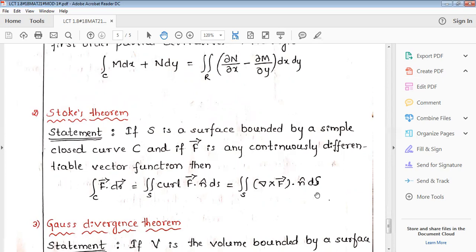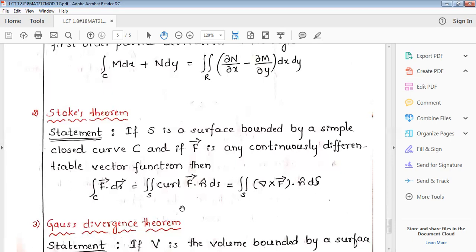So according to Stokes, if a surface is bounded by a simple closed curve C and F is a continuously differentiable vector function, then in such case, the integral over C of vector F dot dr is always equal to the double integral over S, that is the surface, of curl F, that is del cross F, dot n cap dS.